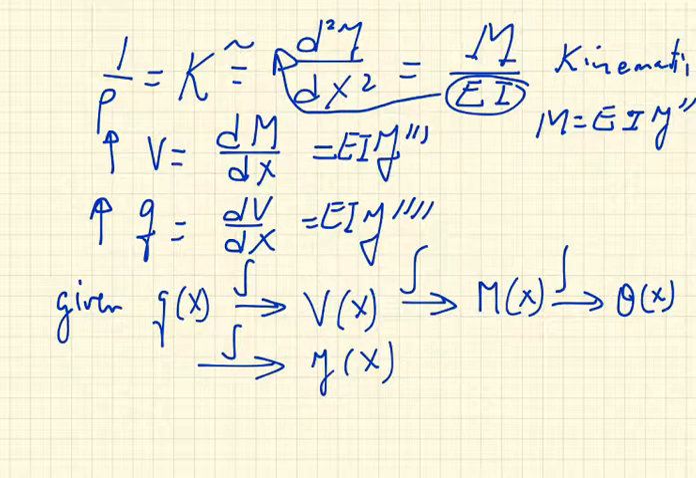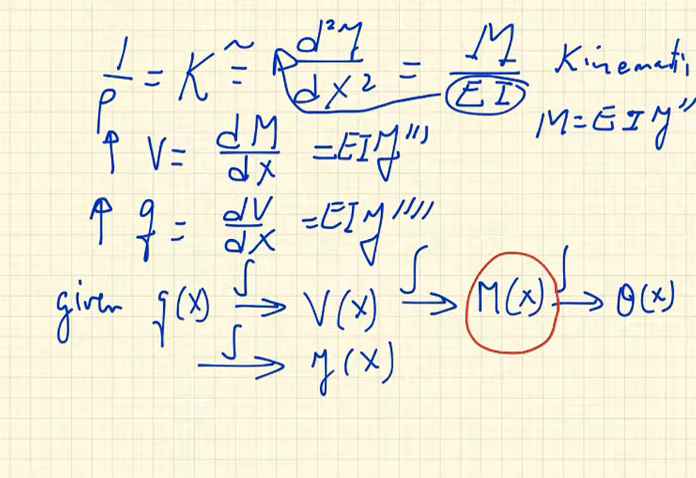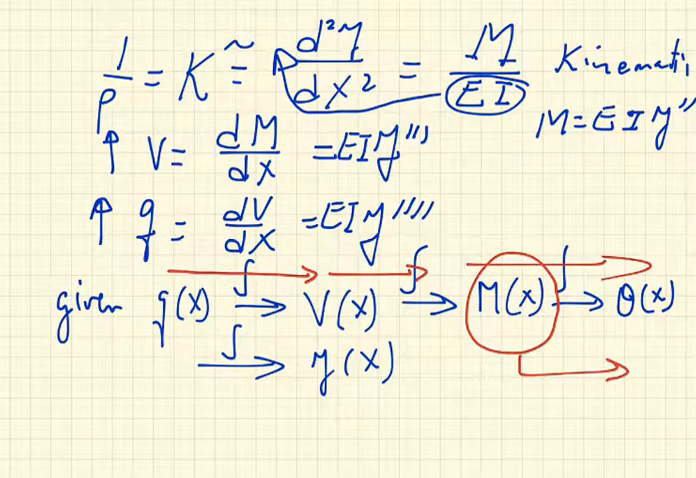and that can be done in 2 steps. One step is that we can focus on finding the moment as a function of x from simple equilibrium, and once we find the moment, then we integrate it twice, going this way to find the slope and to find the deflection. Or we can start from q all the way and proceed to finding y as a function of x.